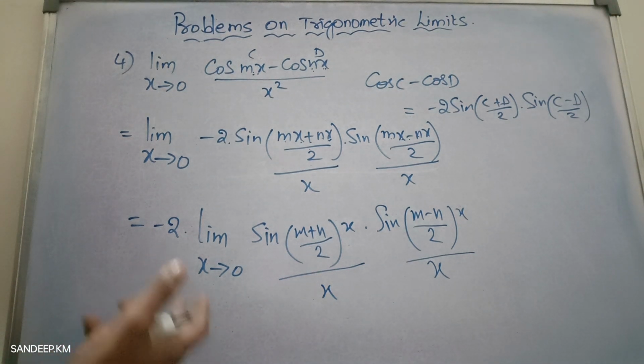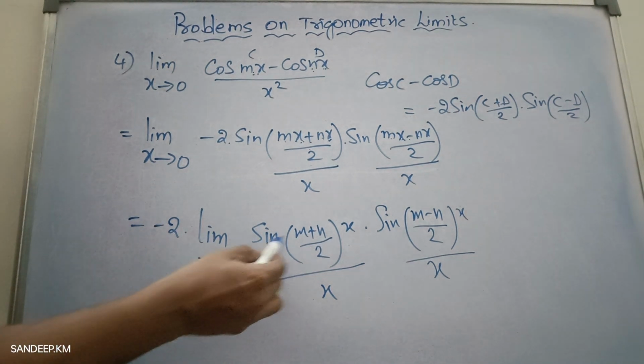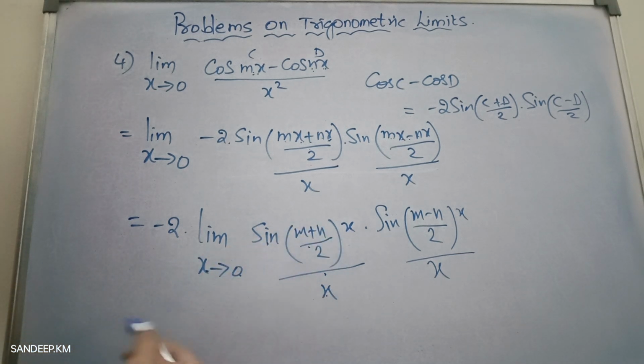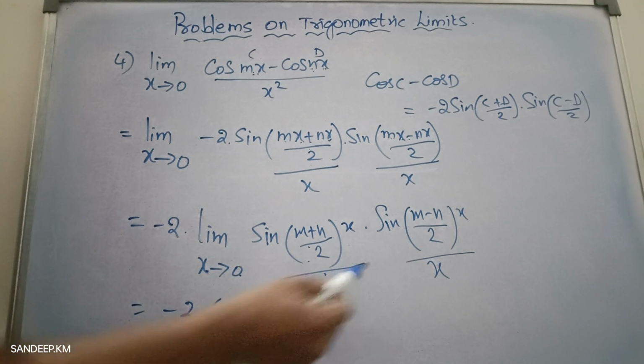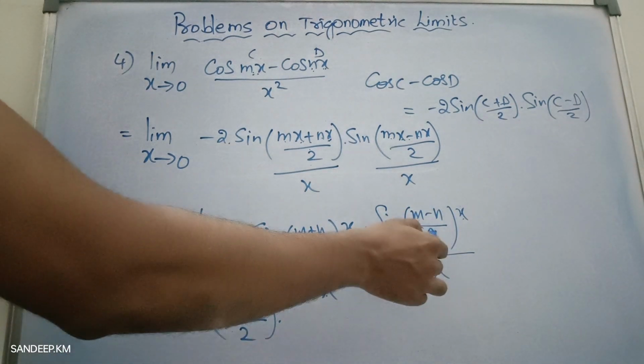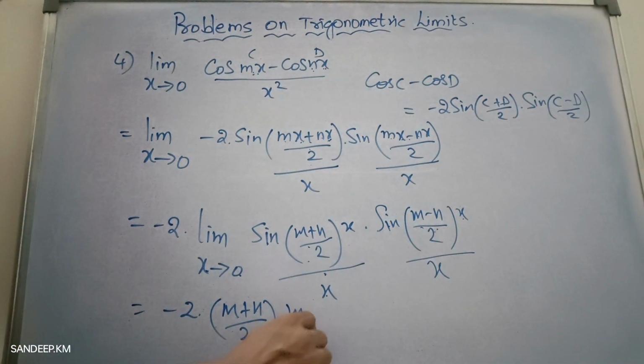And we are repeatedly using one formula. What is it? Limit x approaches 0, sin kx by x is k. Correct or not? So minus 2 into, what is that k here? M plus n divided by 2. Again here also sin kx by x is k. So what is that k here? M minus n divided by 2. Into 2 by 2 will get cancelled.